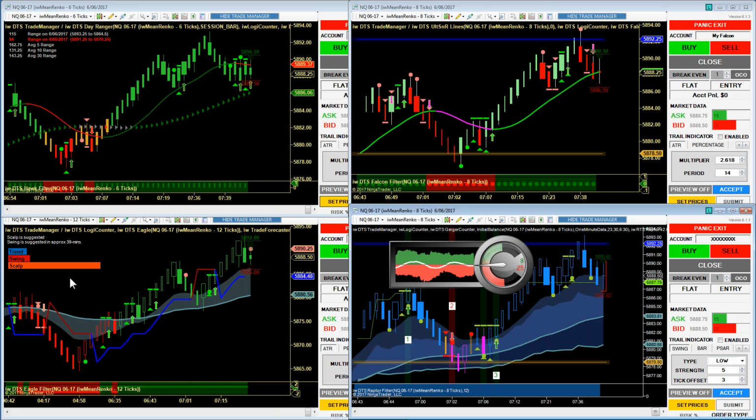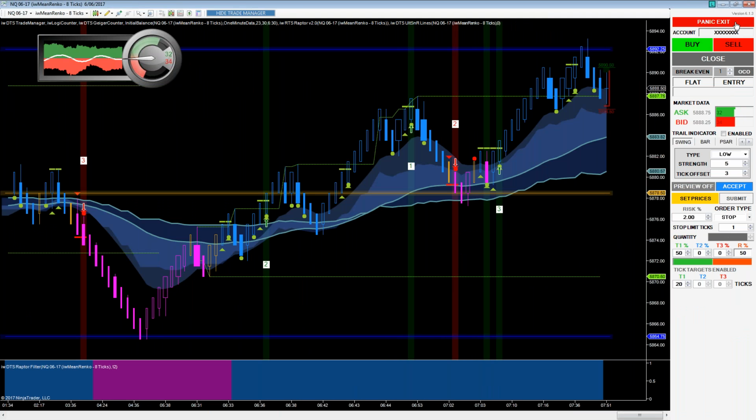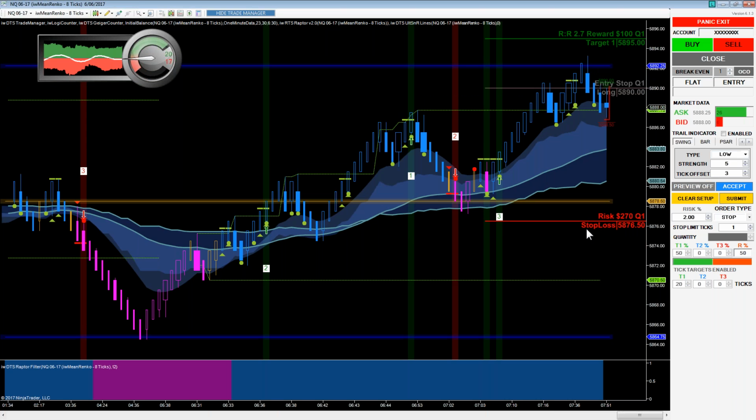Ah, David's back from moving furniture. David says, assuming that the panic button just sells at the market if not hitting a deeper bid or ask to ensure a fill, what is the close button doing specifically? Okay, so David's asking essentially, what does this panic exit do? Well, the close button just closes the position that is on your chart. So let's say we had a trade going here. If I hit the close button, it will close out this position.